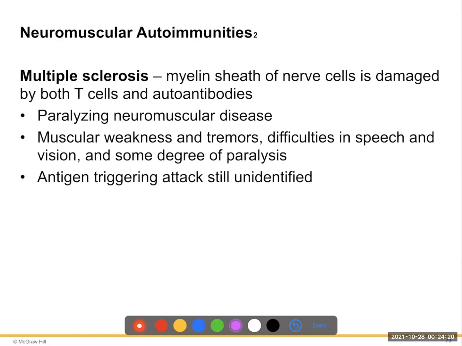Okay. Multiple sclerosis, the myelin sheath is damaged. Both T cells and autoantibodies. We're talking about that myelin sheath that coats the nerve fibers that makes the nerve travel at super fast speeds. So we can react to things. If that myelin breaks down, that effect is lost. So it's a paralyzing neuromuscular disease because you can't transmit that signal fast enough to get to the muscle to move. So you get muscular weakness, you get tremors, the muscles start to shake, difficulty of speech, using your tongue and your lips. Some paralysis. It's an antigen-triggered attack, but what the antigen is that triggers this is still unidentified for multiple sclerosis.